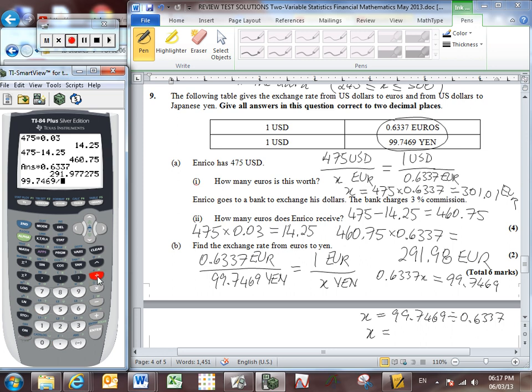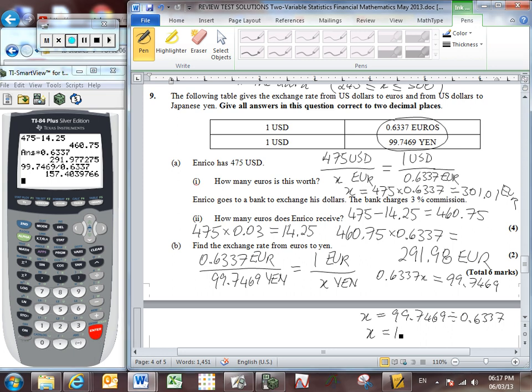99.7469 divided by 0.6337, and it becomes 157, and we want 2 decimal places, so 157.40. And therefore, our answer is that 1 euro is equivalent to 157.40 yen.